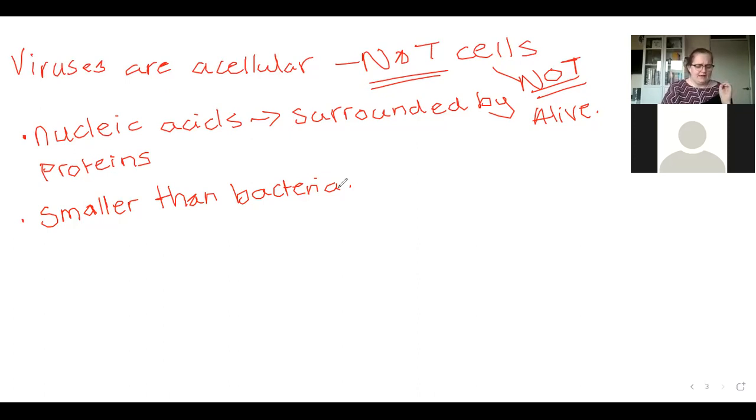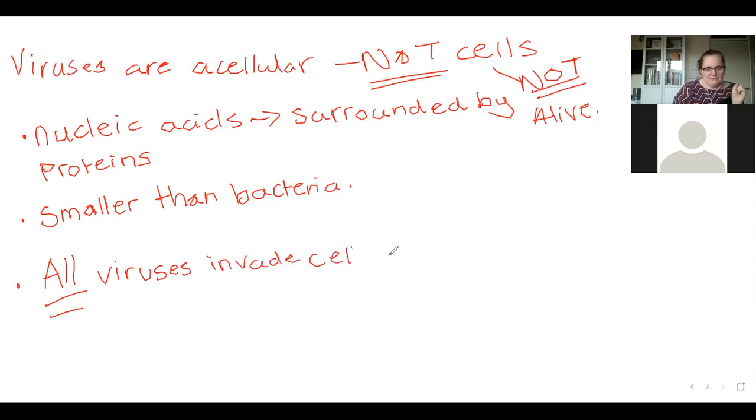All viruses, though, invade and reproduce inside cells. So this is their way of working. It's really important to realise that all viruses, despite where and how they work, so we might have retroviruses and different types of viruses, all viruses invade cells and reproduce inside them. These cells that they replicate inside of are then called the host cells.